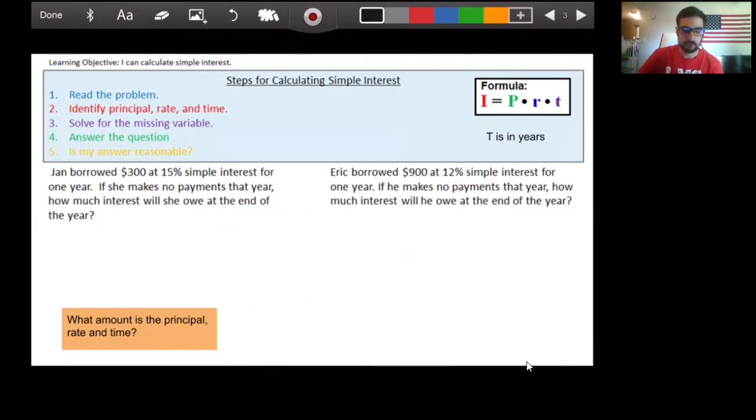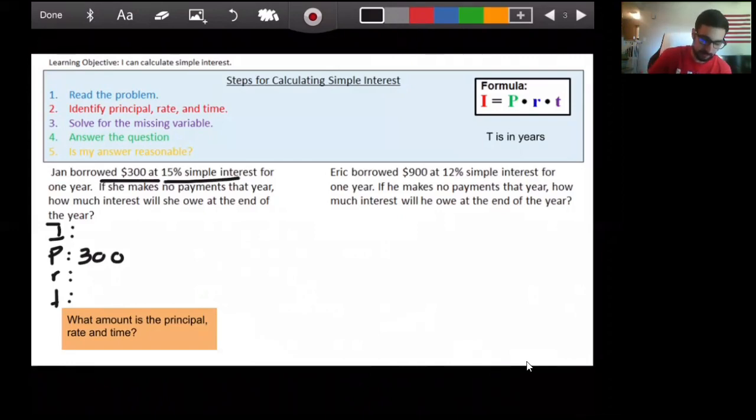So we know Jan borrowed $300 at 15% simple interest for 1 year. If she makes no payments that year, how much interest will she owe at the end of the year? So I need to know a couple of things. I need to know my interest. I need to know my principal. I need to know my rate and my time. So the first thing it tells me, she borrowed $300. If she borrows $300, $300 was that principal amount. That is the amount I borrowed. 15% simple interest, that is my rate because it's a percentage, which we'll write as a decimal of 0.15.